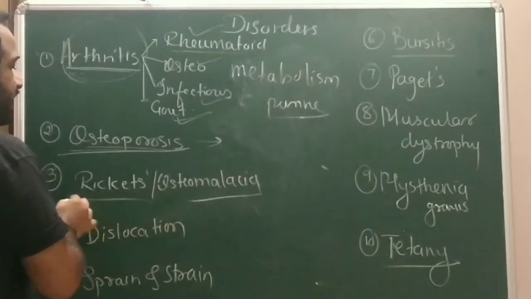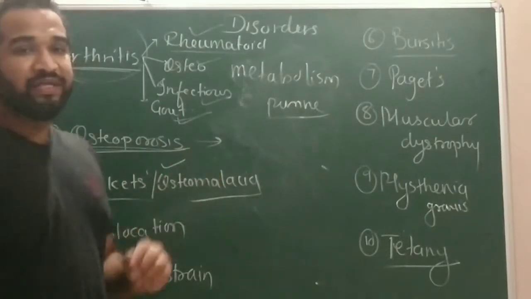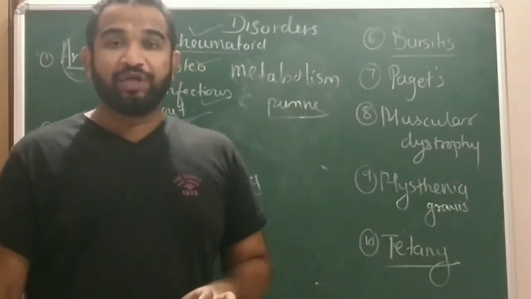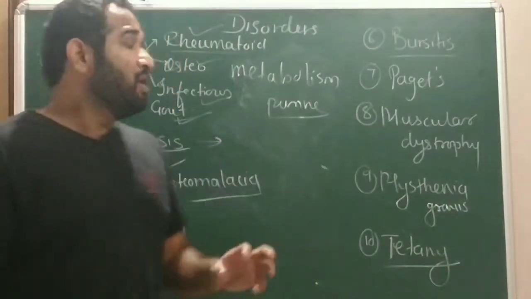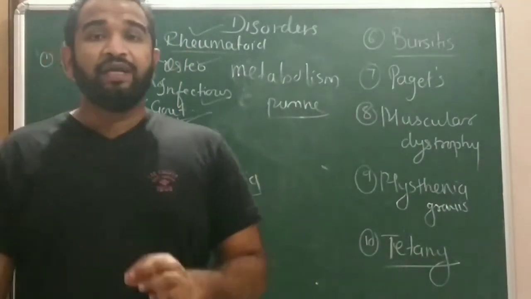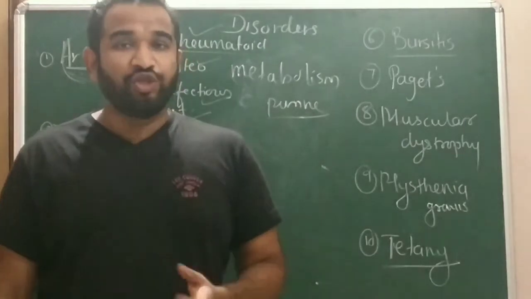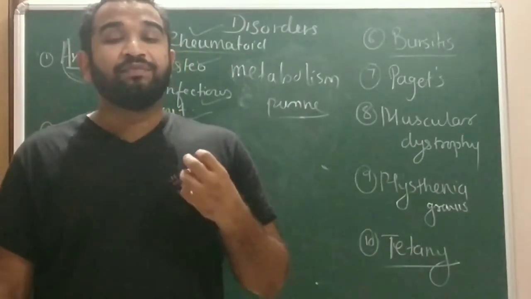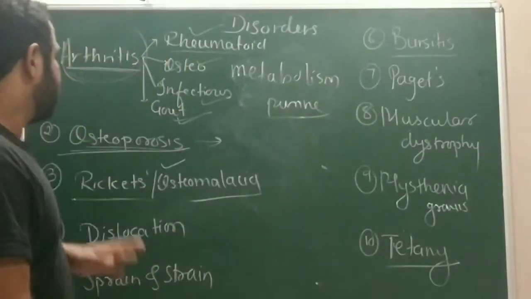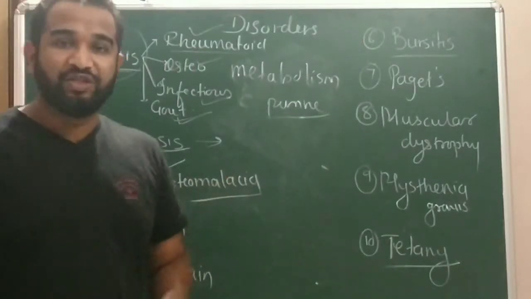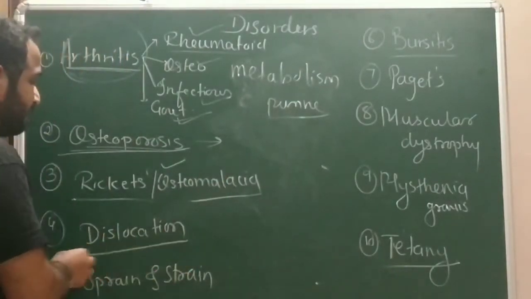The next one is rickets, or it is also called osteomalacia. In the children, okay, what happens in that? In childhood, when there is lack of calcium, vitamin D, and sometimes genetic disorders also cause rickets or osteomalacia. Next one is dislocation.